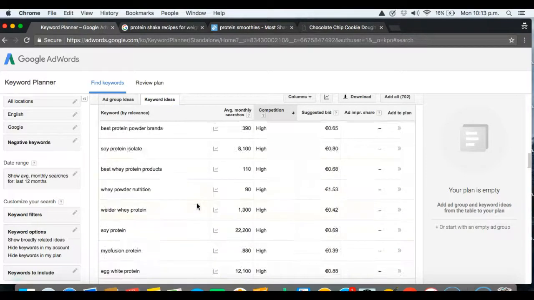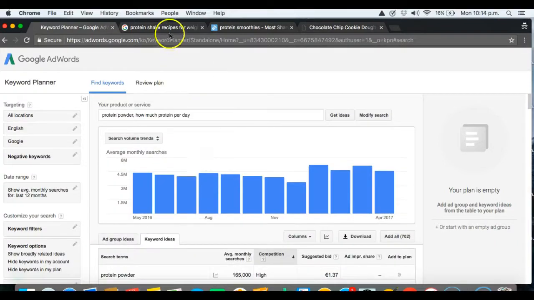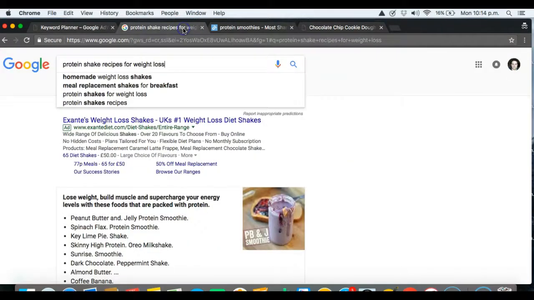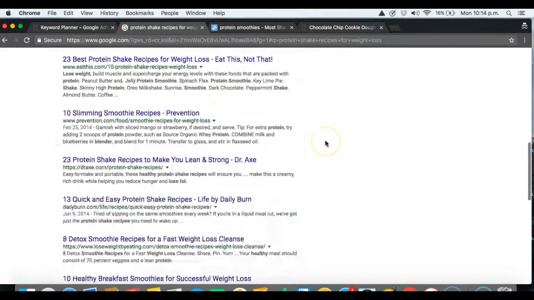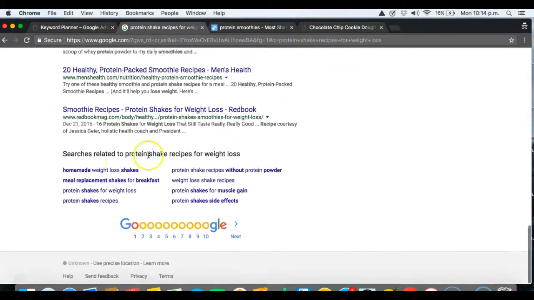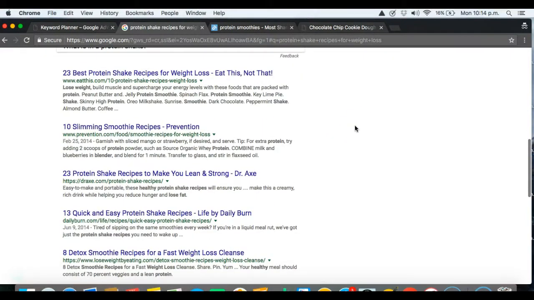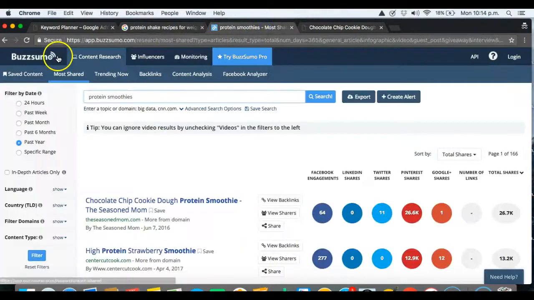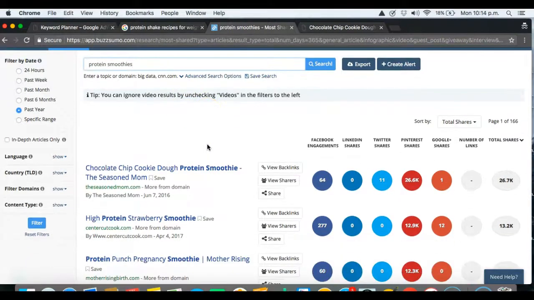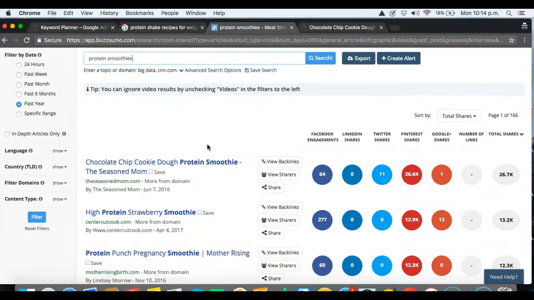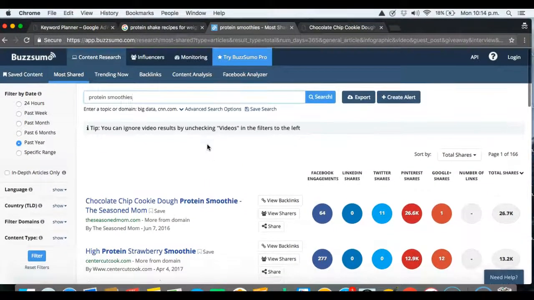So to wrap up, to recap, just low to medium competition keywords, good search volume. Pop the keywords into Google, have a look at your related searches for content ideas, have a look at autosuggest for content ideas. Just have a look through the different articles, what type of content is there, how are people doing it, and then buzzsumo.com for seeing what articles are most popular in your sector.